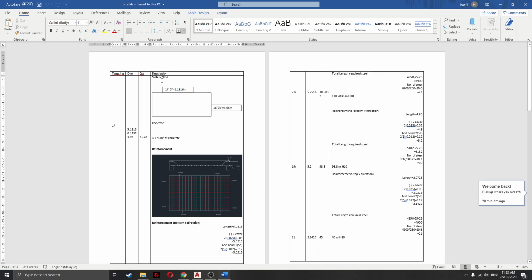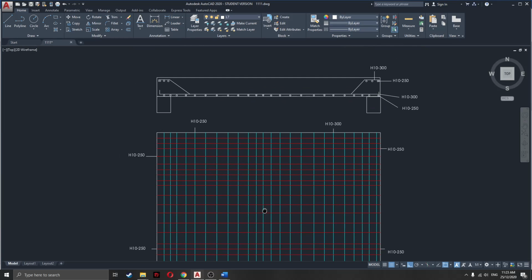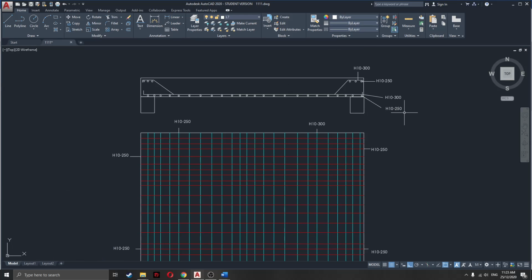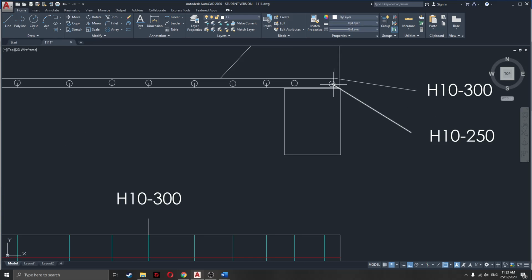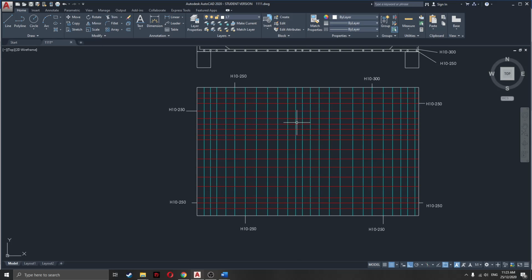Slab 6-7 DH. So first I find concrete, 3.173 cubic meters of concrete. First the detailing at the top, H10 300, H10 250, H10 300 at this, H10 250 at. Then this is the detailing plan view.